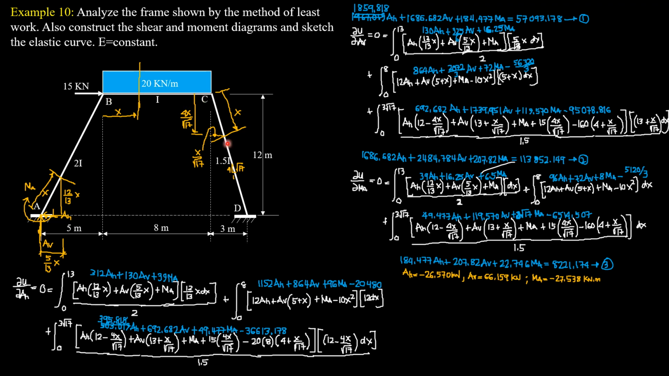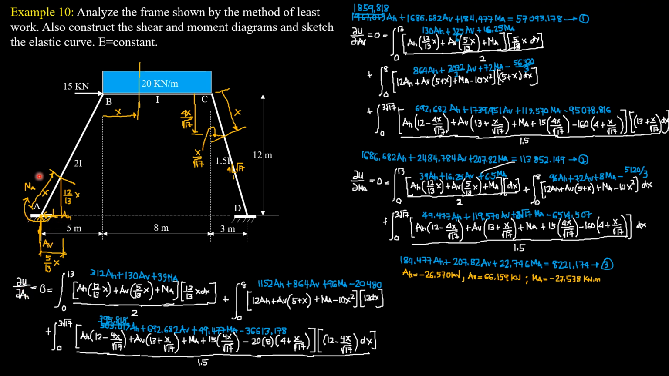Then for this other sloping member, the slope is 12 vertical to 3 horizontal. 12 divided by 3 is 4, so we can reduce it to 4 vertical, 1 horizontal. So the hypotenuse is square root of 17. Therefore, if this is x, this is x over square root of 17, and this is 4x over square root of 17. So first, partial of work with respect to the first redundant AH.